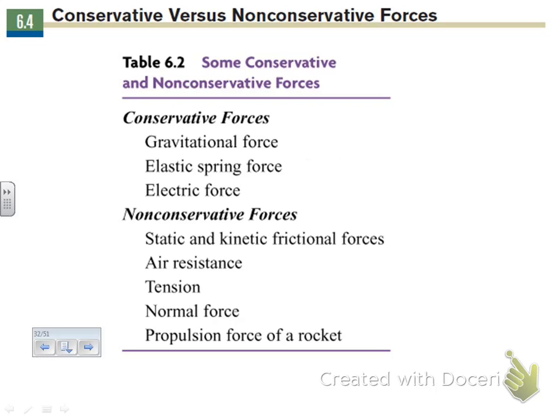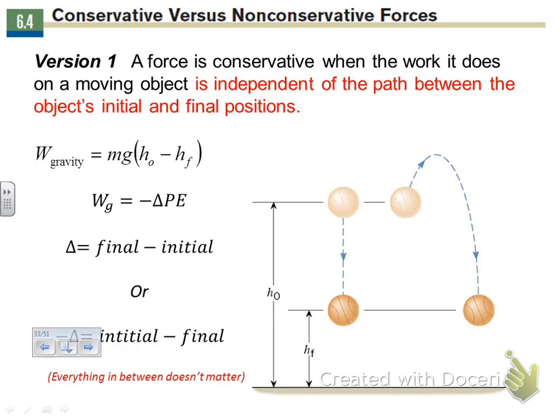Let's look at some examples. So the conservative forces we have in this class are gravitational force, elastic spring force, and electrical force. Pretty much everything else is non-conservative. Static friction, kinetic friction, air resistance, tension, normal force, and force done by engines are all non-conservative forces, and we're going to discuss why. So let's look at gravity.